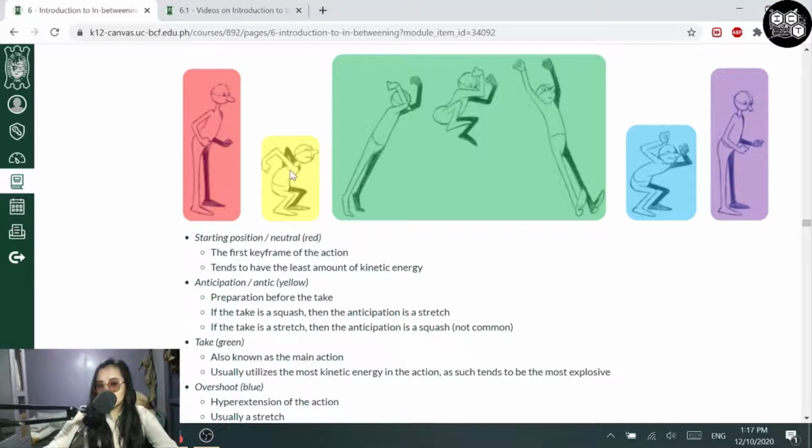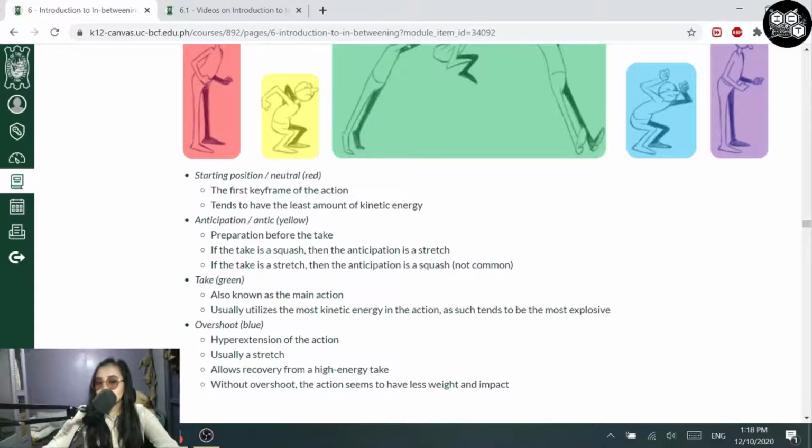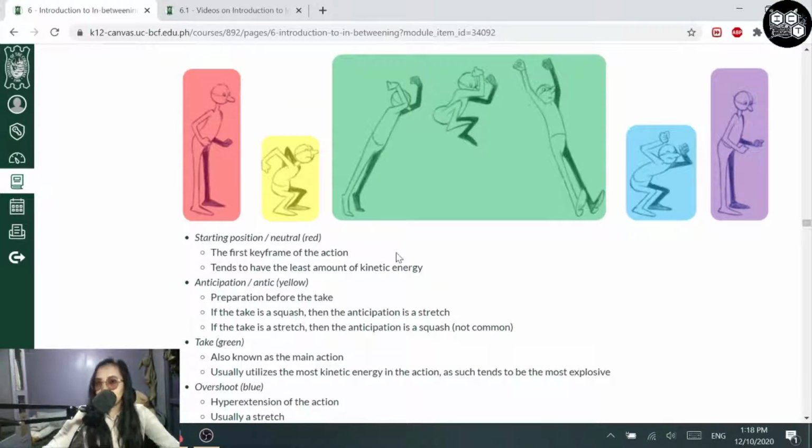Your anticipation is kind of like the way for you to turn your potential energy into kinetic energy, for you to have this very burst of action and energy. And then the overshoot is a type of anticipation. So you have your anticipation, and after your anticipation, you have your overshoot. But your overshoot is quite different. It's not like, let's say, your starting position and your keyframe to be the same.